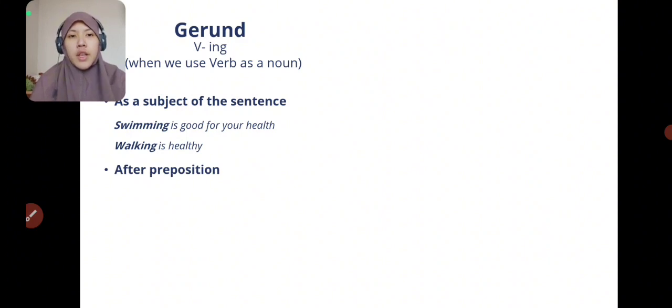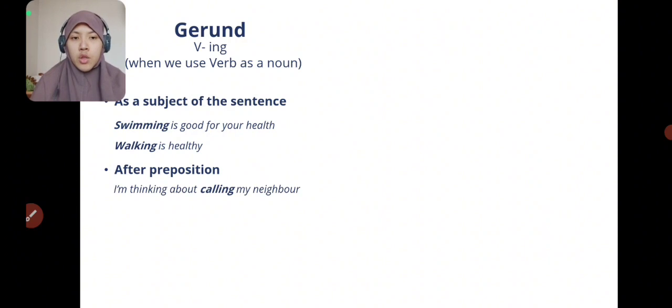Next, we can put gerund after a preposition. For example, I'm thinking about calling my neighbor. Okay, about is the preposition. So we need to change call, which is a verb, and transform it into a noun. How? By making it a gerund. Okay, put ing.